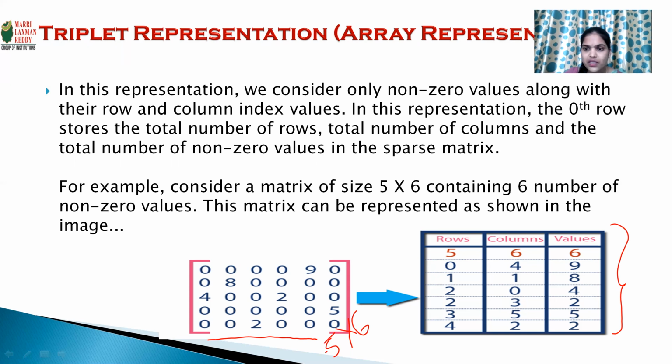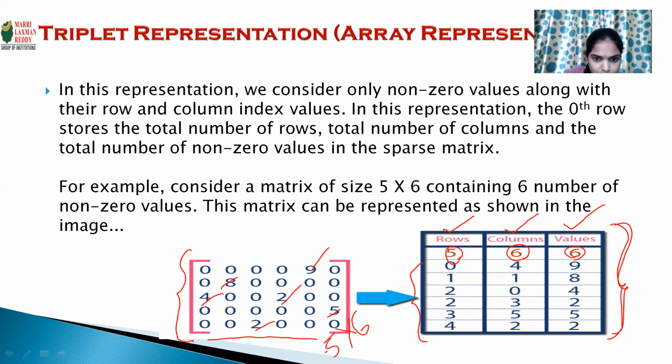We represent this matrix in this order: the first column represents the number of rows, the second column represents the number of columns, and the last column represents the number of non-zero values. Here 5 means the total number of rows, 6 means the total number of columns, and this 6 is the total number of non-zero values. It means in this complete matrix we are having 6 non-zero values, that are 9, 8, 4, 2, 2 and 5. 6 non-zero elements. Then how have we represented all this?